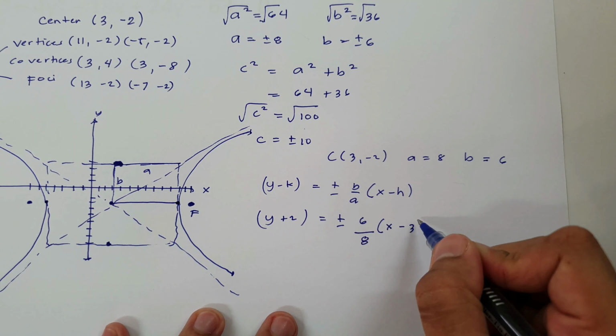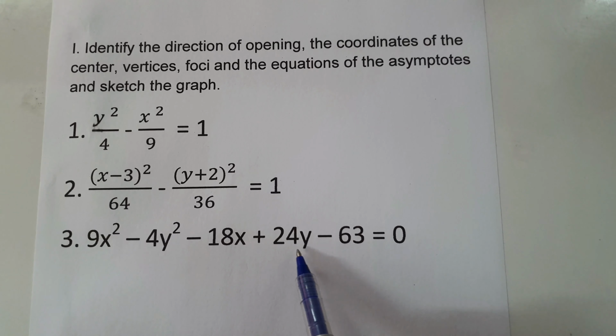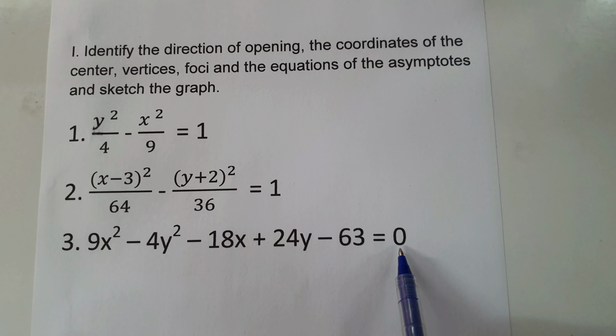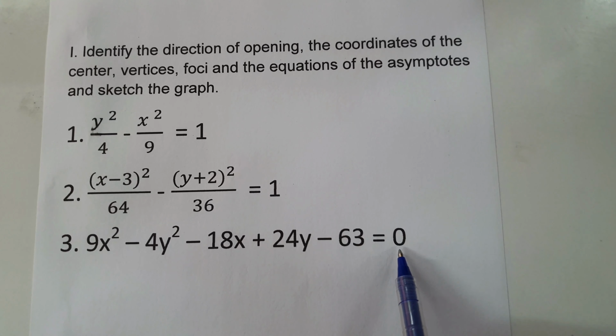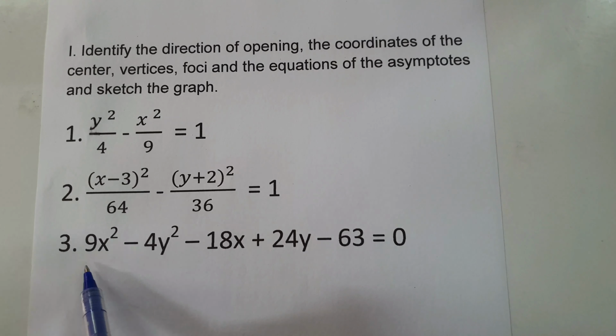On our last example, we have 9x squared minus 4y squared minus 18x plus 24y minus 63 equals 0. The opening of our hyperbola is to the right and to the left because the x term is positive. Whenever we have a positive x term, the opening is to the right and to the left.